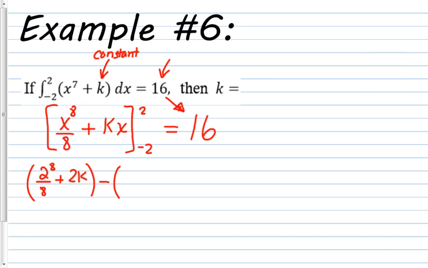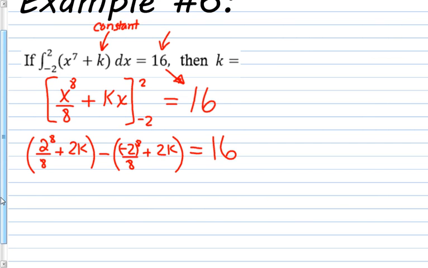minus, now plug in the negative 2. So negative 2 to the 8th, which is the same as 2 to the 8th, over 8 plus 2k. And this should still equal 16. That's the goal anyway, to figure out what number I can plug in here and get 16. Okay, so 2 to the 8th divided by 8 is 32 plus 2k minus, let's see, negative 2 to the 8th divided by 8 is still 32 plus 2k equals 16.